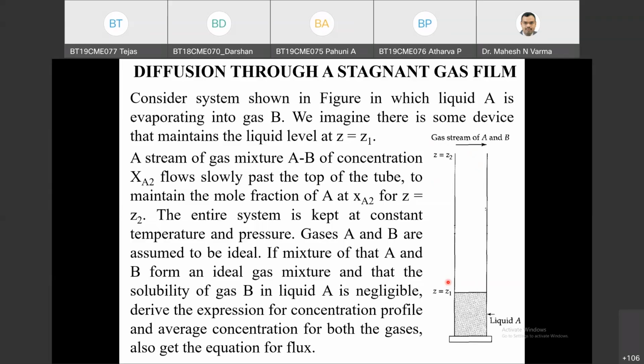So what are the three directions in the cylindrical coordinate system? R, Z, and theta. So is the concentration varying in the R direction? The concentration is not varying in the R direction. Why?